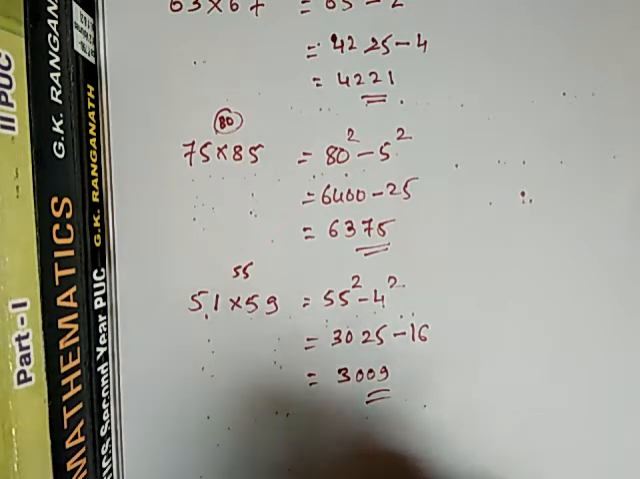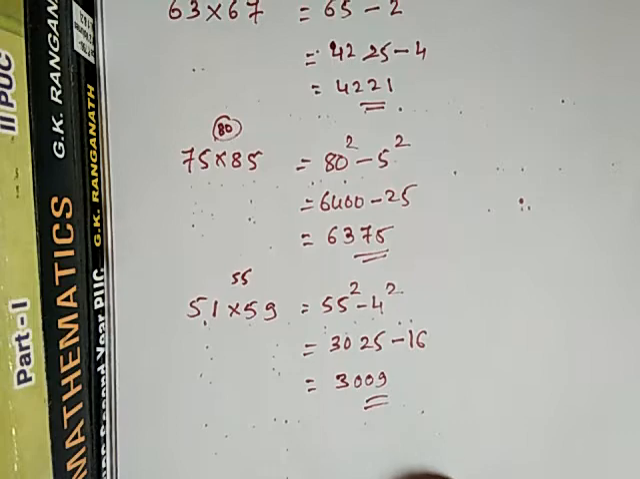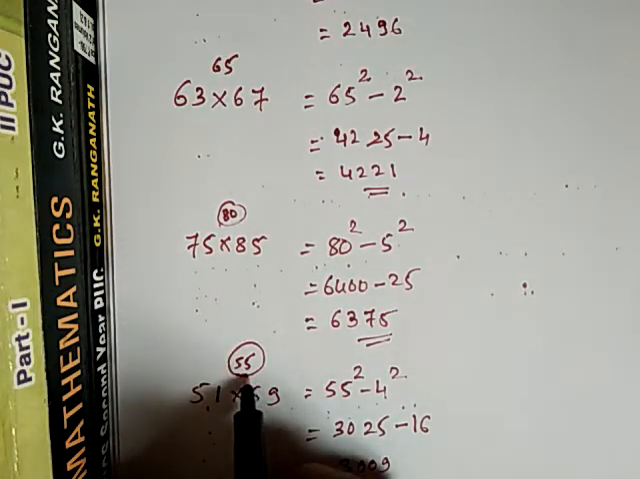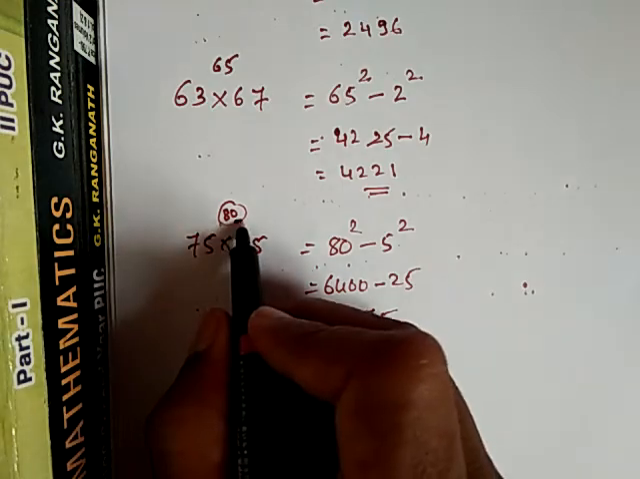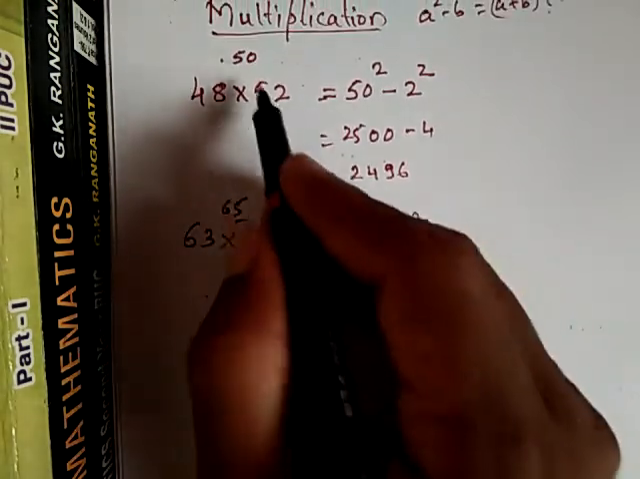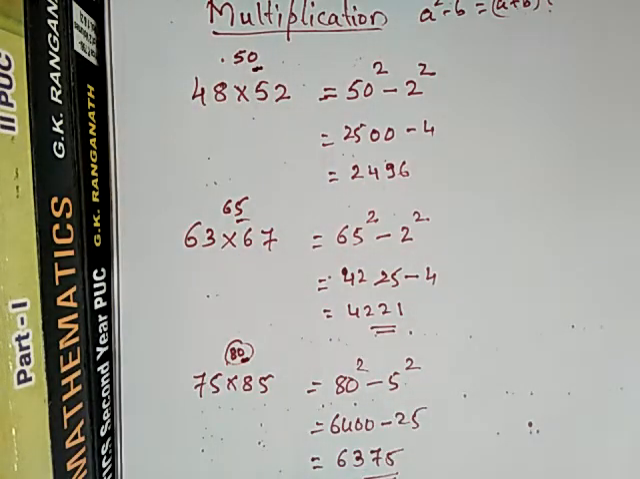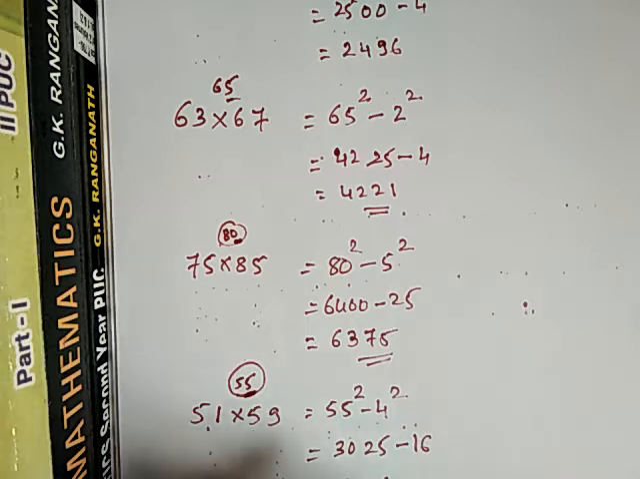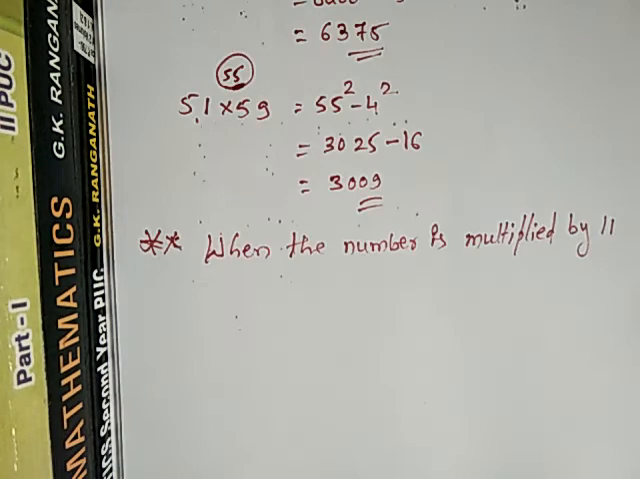So you can multiply like this when whatever you are taking as the middle number, it should end with 5 or it should end with 0. 5 here, 5 here, it is ending with 0. In this case only you can solve directly here. I hope you have understood this one.